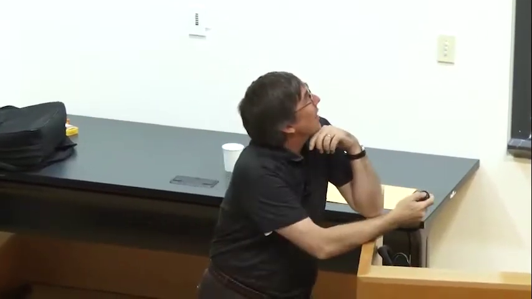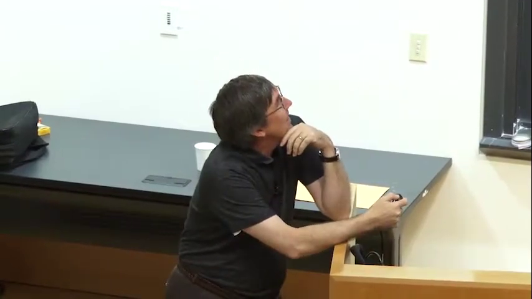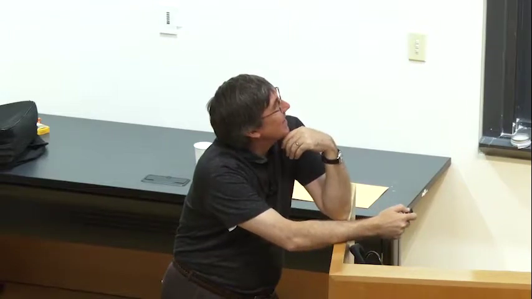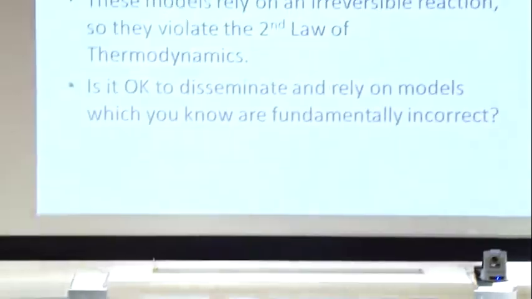Right? The lie is that I picked one reaction in here, and I just made it irreversible, and then I get an irreversible production of soot. And that's the story. So the models all violate the second law of thermodynamics. But you have an engine, you need to run a simulation to get some soot. They make some soot, and it's within an order of magnitude of what you see experimentally. So the question is, is it okay to disseminate and rely on models which are actually completely incorrect?